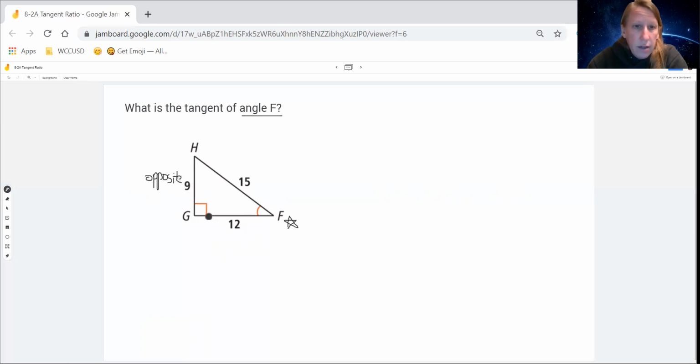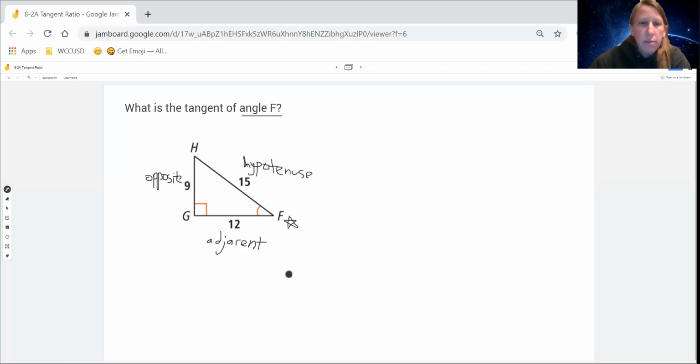Okay. Which one's the hypotenuse and which one's the adjacent? This one's the hypotenuse. The hypotenuse is the longest one. It's also across from the right angle. And that's an H, by the way. And the last one is the adjacent. Adjacent is next to the angle. It's the leg that's next to the angle we're interested in.